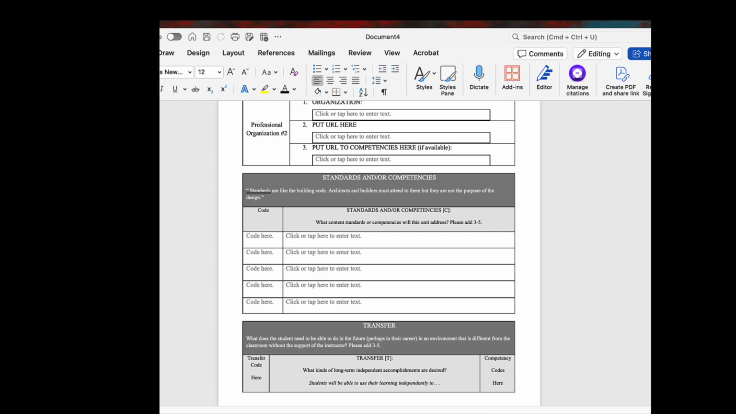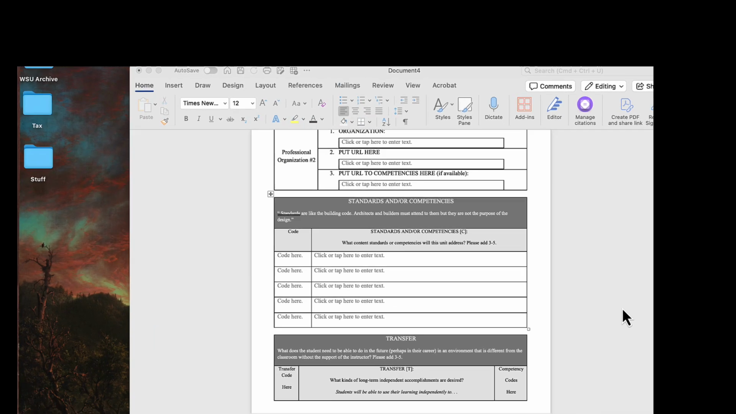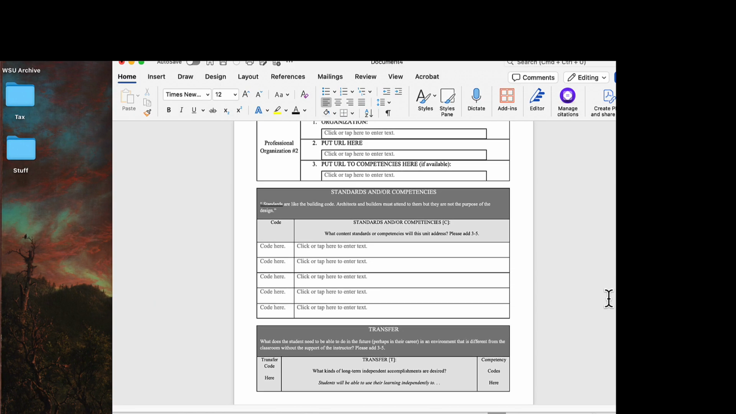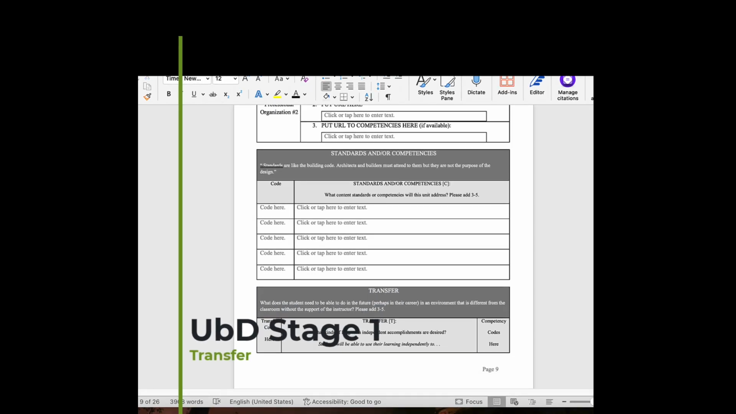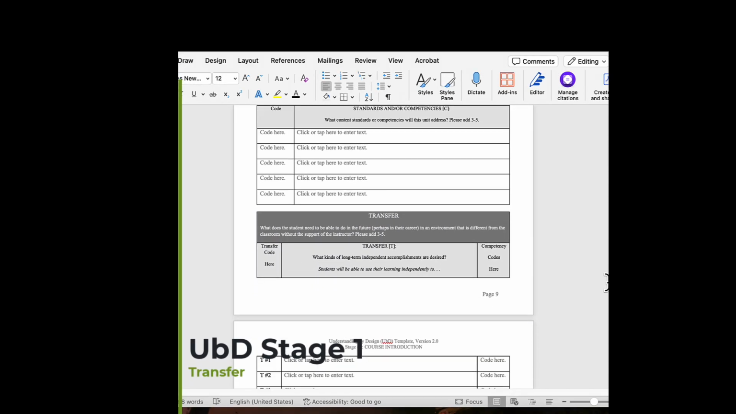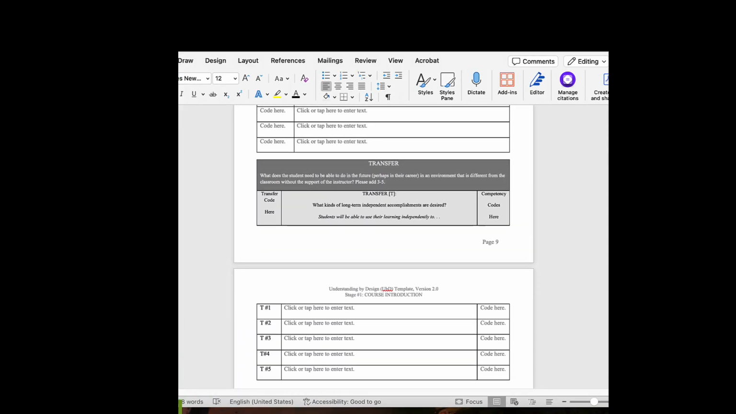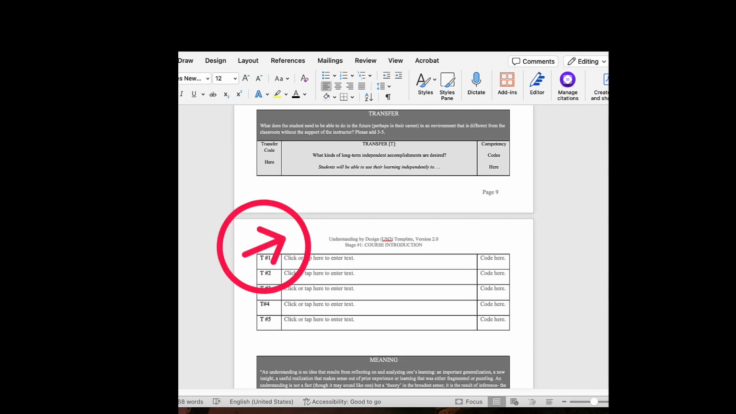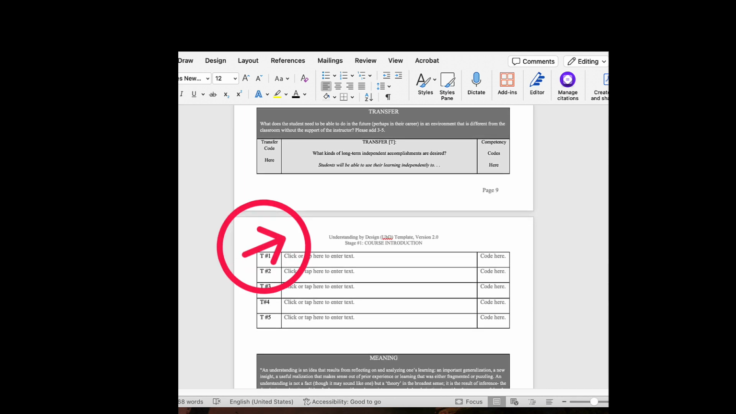Our competencies we define should be in line with what is expected by the organization. For example, if this training is to prepare someone to do a specific job, our training needs to make them capable of doing that job. Next, we'll look at transfer. This is where we identify what they should be able to take from the class and apply it outside of the class.